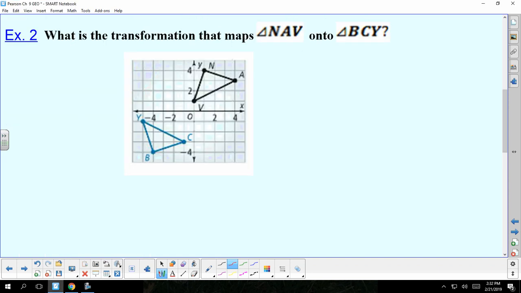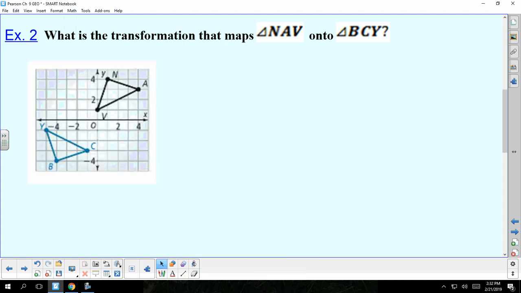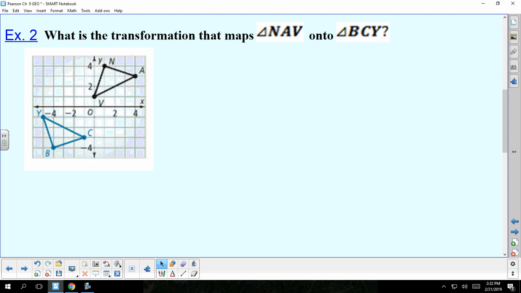All right, so the last example here, let's go ahead and take a look at this. How can I get from triangle NAV to BCY? Just looking at this, I see that they don't quite line up, so a translation is not going to do the job. So I'm going to go ahead and look to see if I can slide it over to match up some of the vertices and then reflect it.